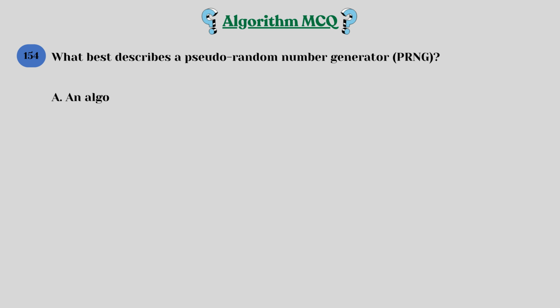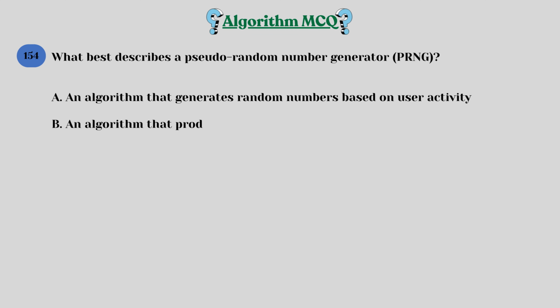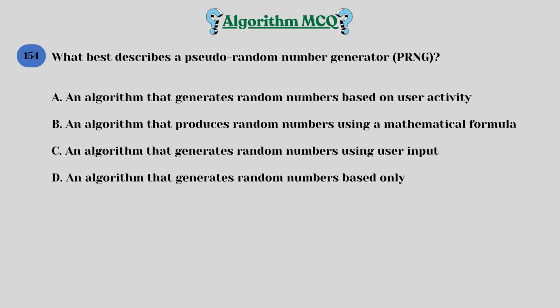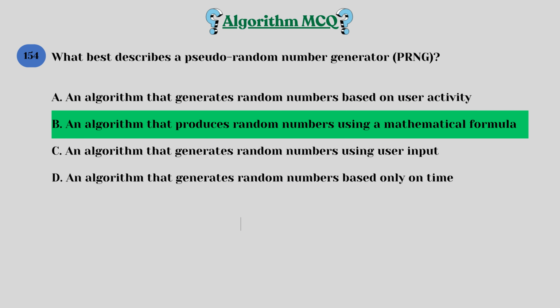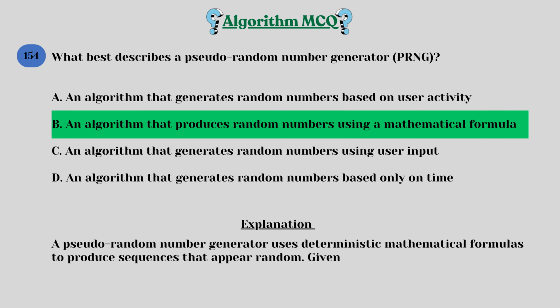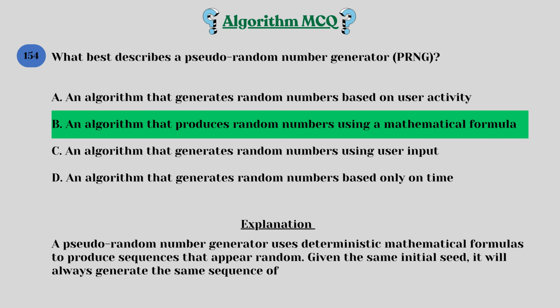What best describes a pseudo-random number generator, PRNG? Correct answer: an algorithm that produces random numbers using a mathematical formula. Explanation: a pseudo-random number generator uses deterministic mathematical formulas to produce sequences that appear random. Given the same initial seed, it will always generate the same sequence of numbers.